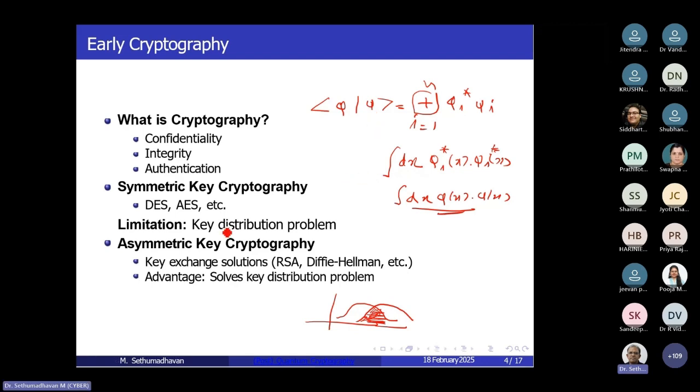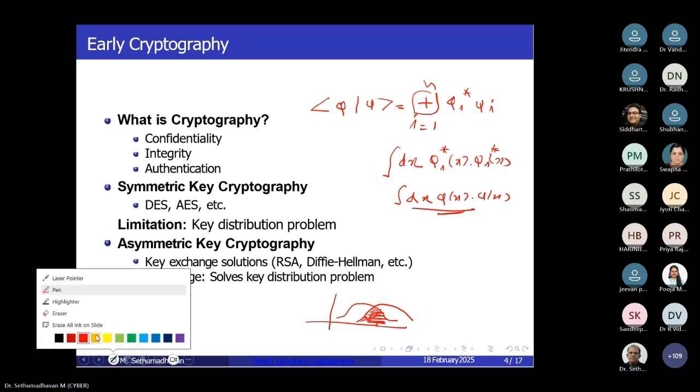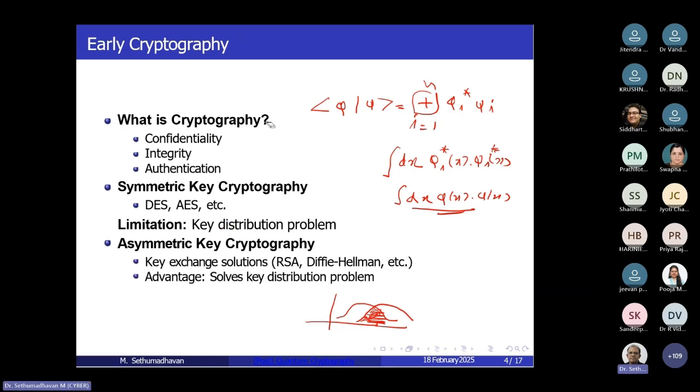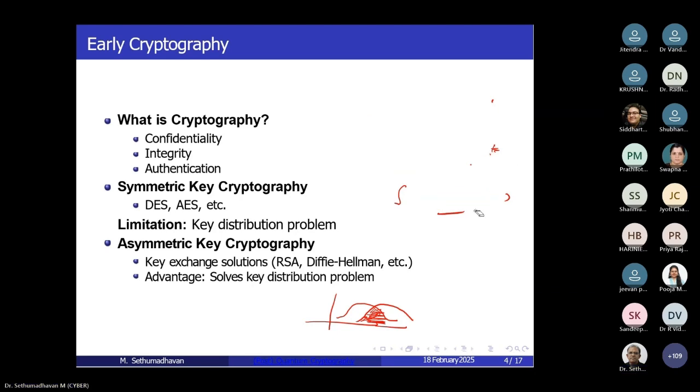Let me explain one more, the outer product, because I am going to be explaining the theory called projection.